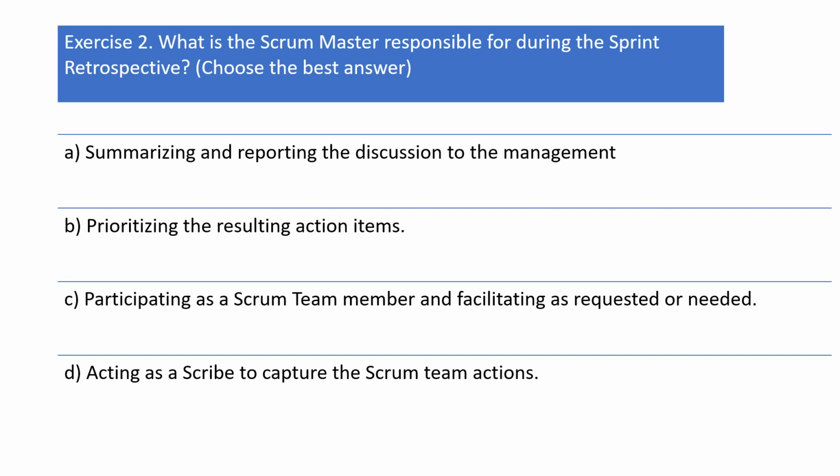Exercise 2. What is the Scrum Master responsible for during the sprint retrospective? Choose the best answer. Option A. Summarizing and reporting the discussion to the management. Option B. Prioritizing the resulting action items. Option C. Participating as a Scrum team member and facilitating as requested or needed. Option D. Acting as a scribe to capture the Scrum team actions. Let me know what option you have chosen.